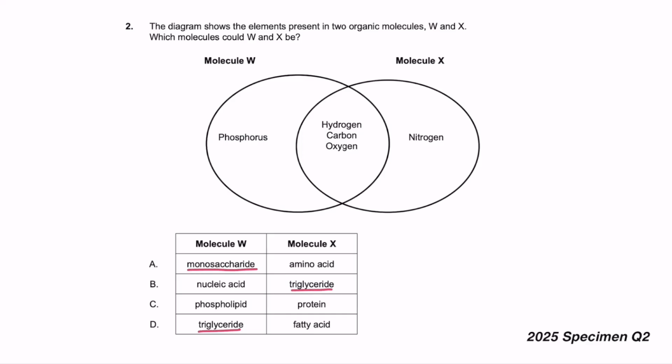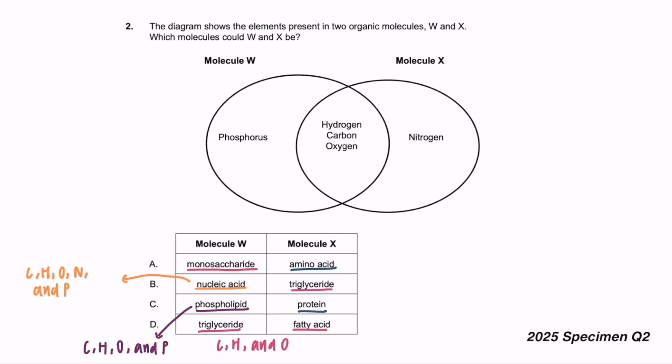Monosaccharide, triglyceride, and fatty acid only contain carbon, hydrogen, and oxygen. Nucleic acid contains carbon, hydrogen, oxygen, nitrogen, and phosphorus. Phospholipid contains carbon, hydrogen, oxygen, and phosphorus. Amino acid and protein contain carbon, hydrogen, oxygen, nitrogen, and sulfur.